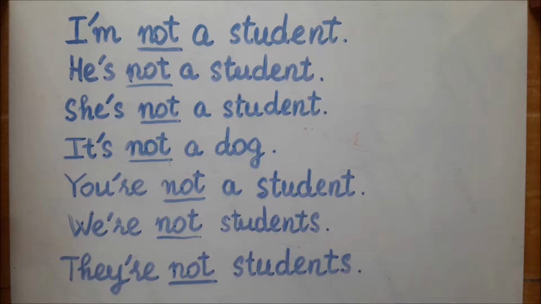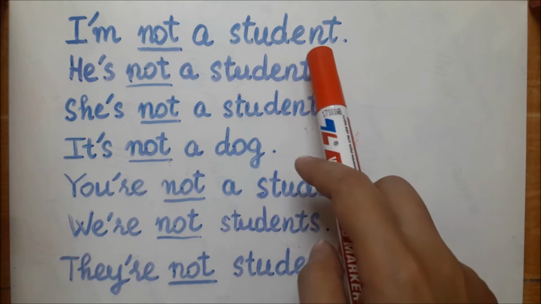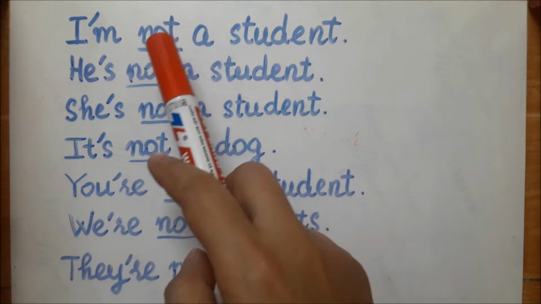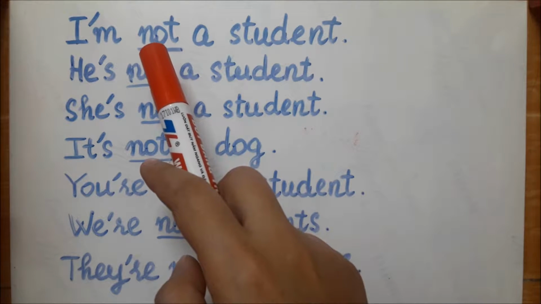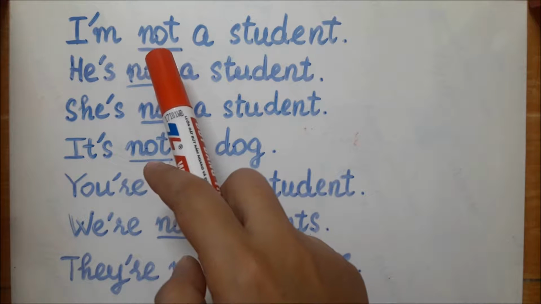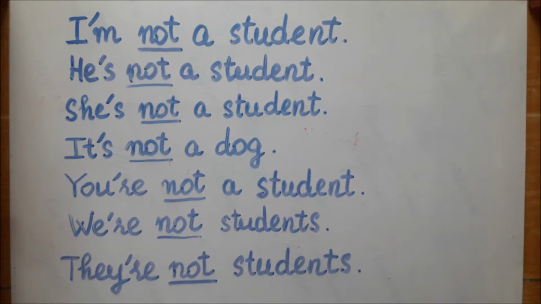In this lesson, we're going to talk about subjective pronouns, be verbs, and how to use them with the word not. And let's look at the board to help us out. The first sentence says, I'm not a student. Now, not means it's not true. No. Remember, I'm a student means yes, I'm a student.